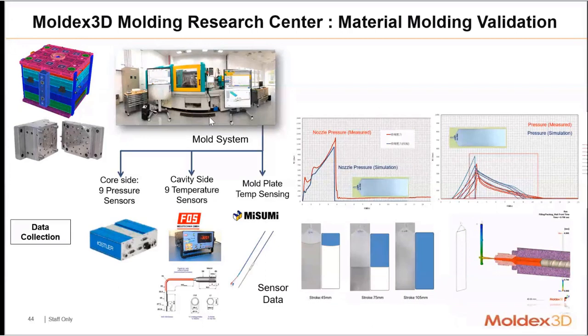Okay, so for the upper injection molding machine, we equip it with a very high precision mold and lots of sensors, so we can check the feeding pattern, we can check the shrinkage of the parts, and we can check the prediction of the pressure in the nozzle, and also at the sensor nodes inside the cavities. So in this way, we can validate the correctness of the material data and the material model parameters.